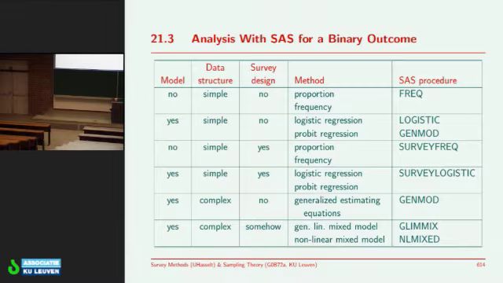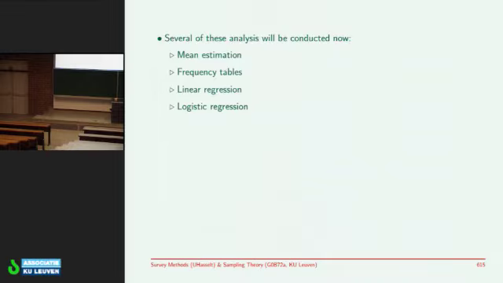But then for a simple proportion or a contingency table, we have frequency procedures. Well, likewise, is there a survey frequency procedure if we do take the design into account? Logistic regression, which can be done with various procedures, that's not so important, becomes survey logistic, etc. And then we have GenMod, our GEE tool, and our GLMM tools, GlimMix and NLMixed. All right, so we will do several of those.